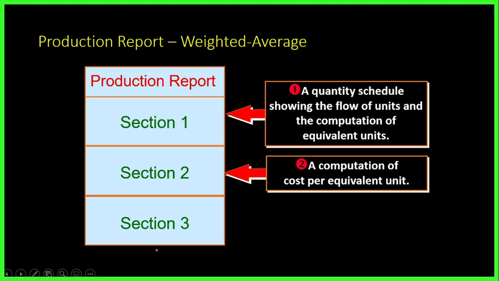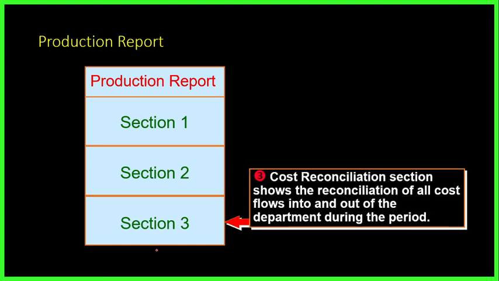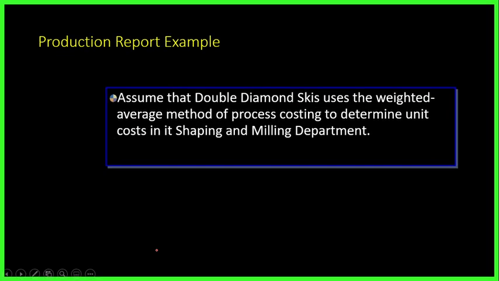But in this section, you will also show the total cost to be accounted for. I'll explain that later. And then third section, yun na nga, the reconciliation. Comparison of the cost to be accounted for and the cost as accounted for, and they should always be equal. Okay, so let's have an example.